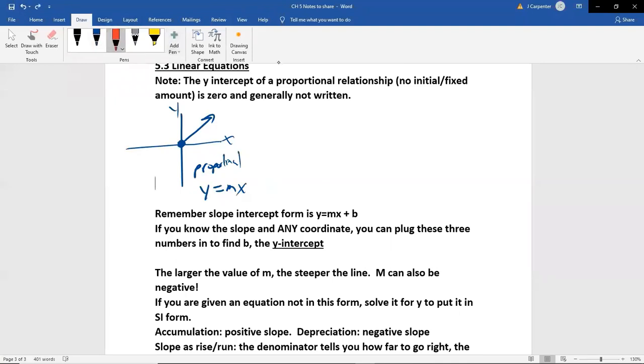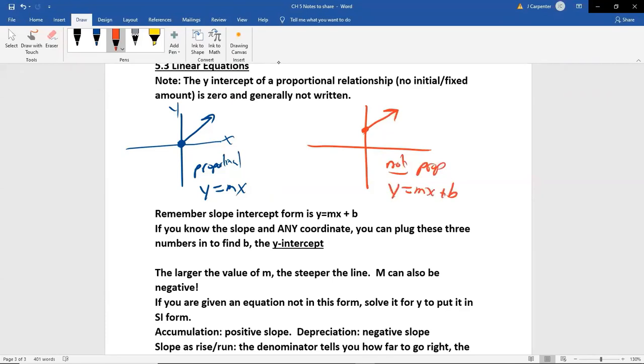On the contrary, when it's not going through the origin, that means it's not a proportional relationship. It means there is a non-zero initial amount. So this is not proportional. And it has the full mx plus b, the mx being the variable amount and the b being the fixed amount.